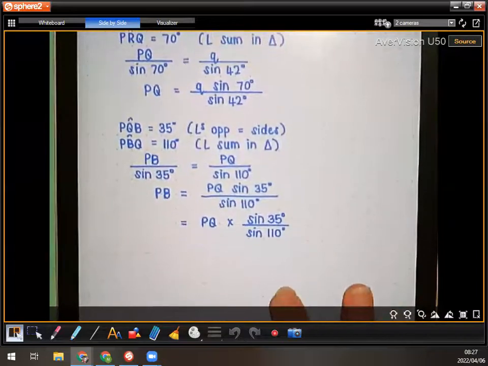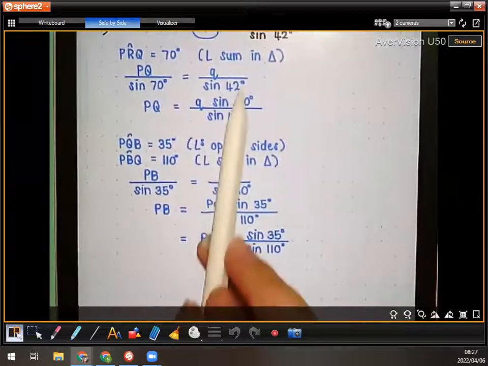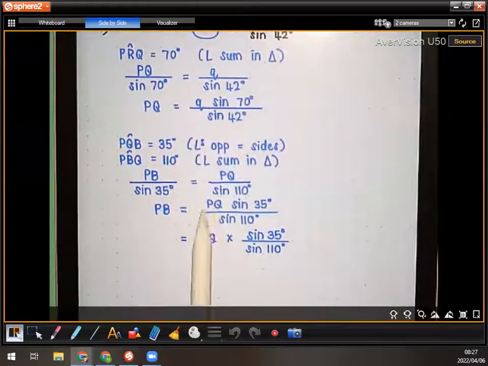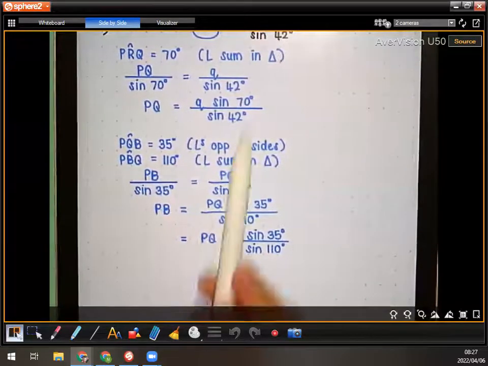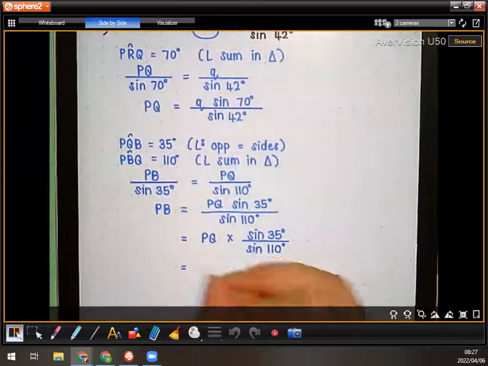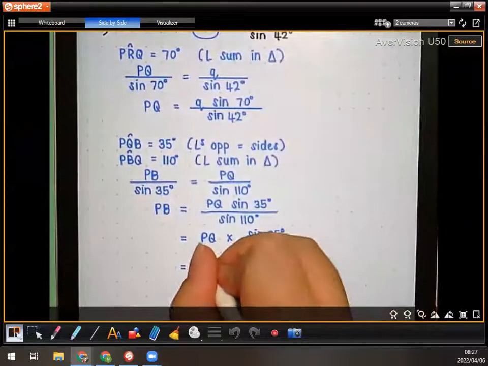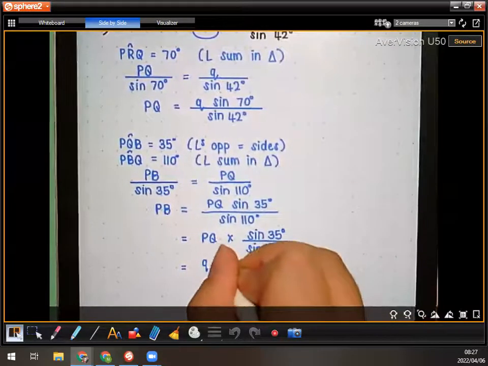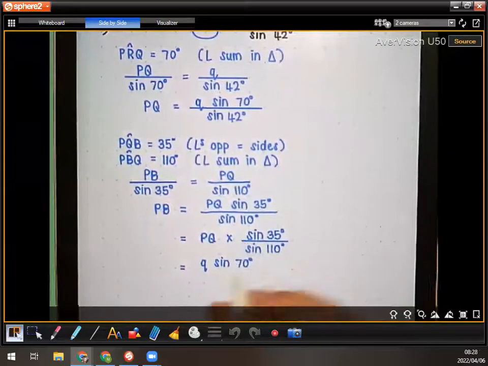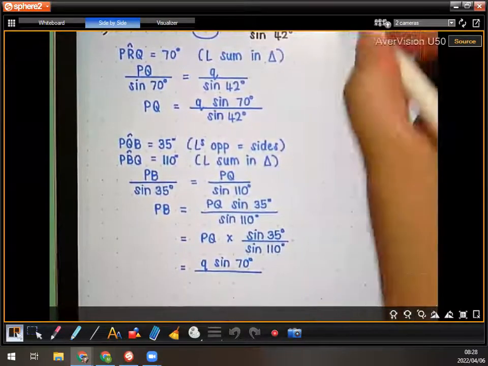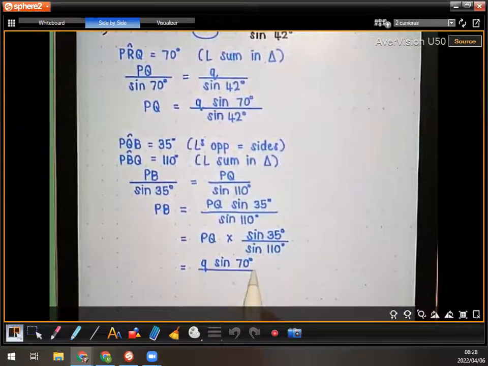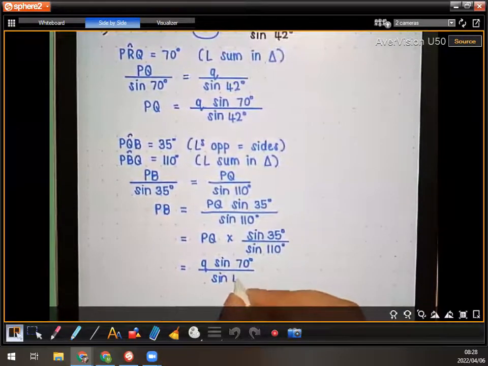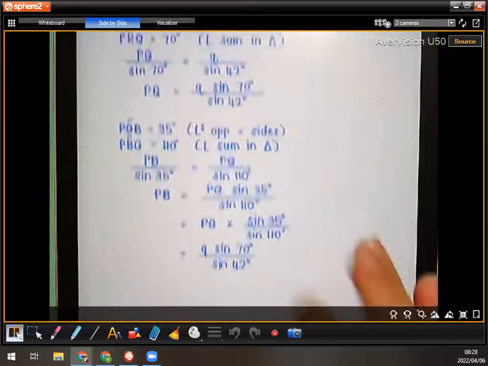Okay, because now, instead of having that whole expression as a fraction in my numerator, I can just write this expression in front. Okay, so see what I'm going to do? I'm going to say that PQ is Q sine 70 over sine 42. Right, that was PQ that we found up there.